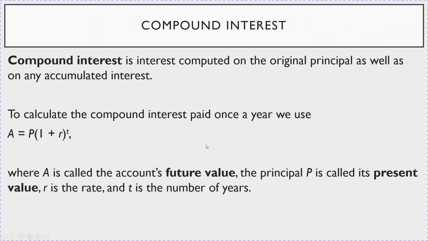Compound interest is interest computed on the original principal as well as any accumulated interest. To calculate compound interest paid, first we'll start with once a year. We use this formula: A, which is the account's future value, is equal to the principal times 1 plus r, raised to the t. This is important: this formula is for once a year. We'll talk about if it's done differently, but this was just for once a year.